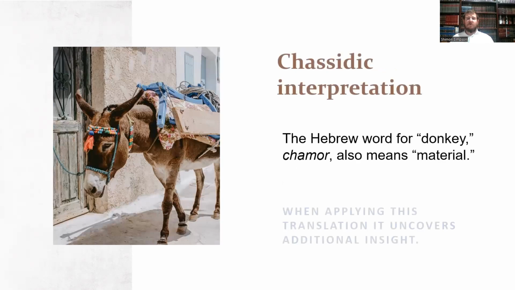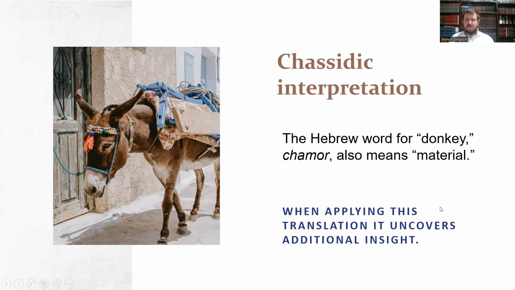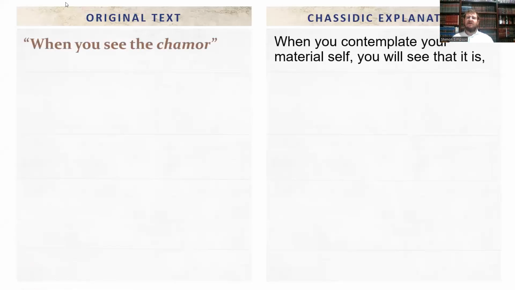The Hebrew word chamor, that's the Hebrew word for donkey. That same Hebrew word also means material. Once we understand it in that light, we see an entirely different understanding of this verse. When you see the chamor, what does that mean?